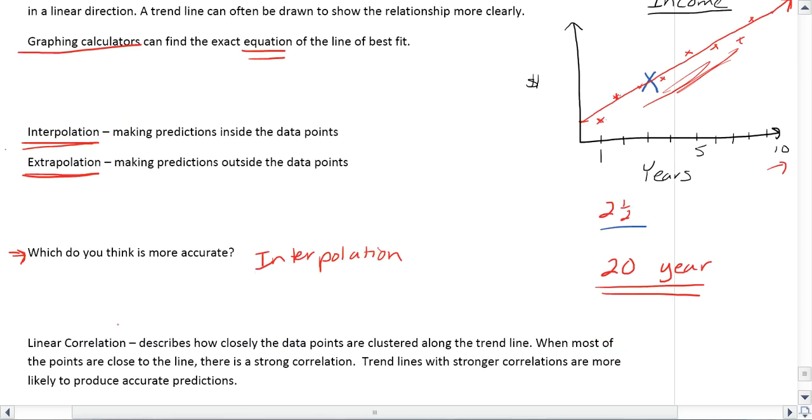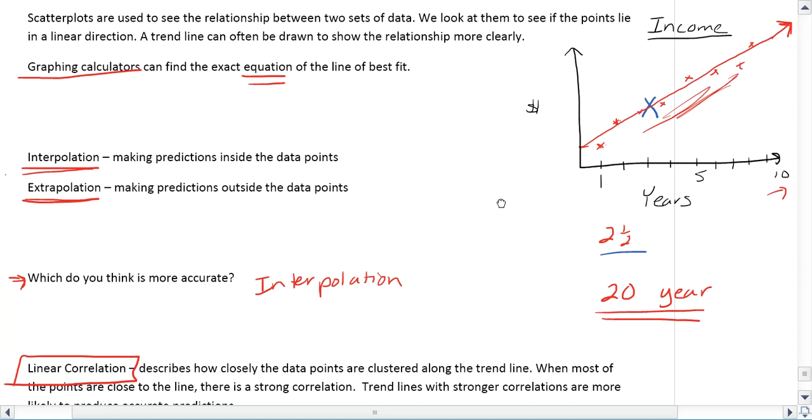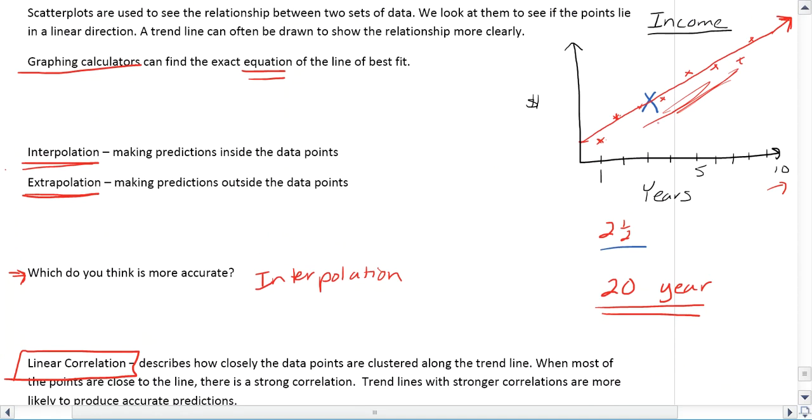The next term we're going to discuss is linear correlation. And this would describe how closely or how tightly the data points are clustered along the trend line. This particular example I drew here of the income, these points are clustered pretty tightly to this regression line. We don't have some wild ones out here and down here. So this is a pretty strong correlation.